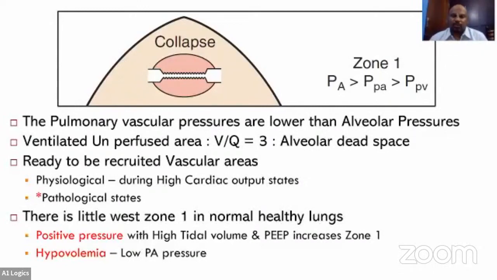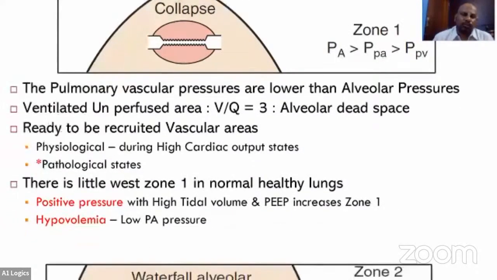There are two caveats. Look at this. If you give positive pressure, that is, if you increase the alveolar pressure with a high tidal volume or a high PEEP, then zone 1 is bound to increase. Or if there is hypovolemia like blood loss or improper fluid administration, the lower pulmonary pressure will create an increased zone 1. We all know that zone 1 is not good. So if you're going to increase the alveolar pressure or decrease the pulmonary pressure, zone 1 is going to increase in the lung.